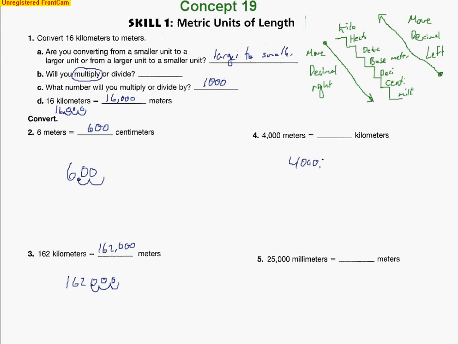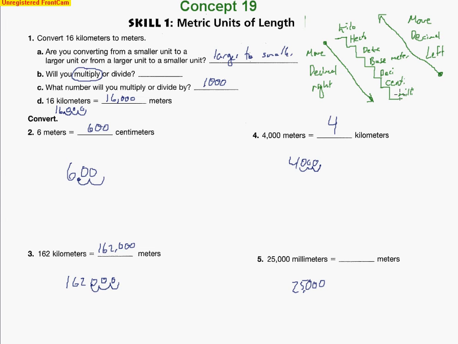So let's take a look at the next one here, 4,000 meters. I'm going to move that decimal in the direction towards kilometers. So now I'm at the base unit meter, and I've got to go up to kilometers. Notice I'm going from small to big, so that means I'm going to make the number smaller. 1, 2, 3 spaces. It moves over, 1, 2, 3. That makes 4 kilometers.